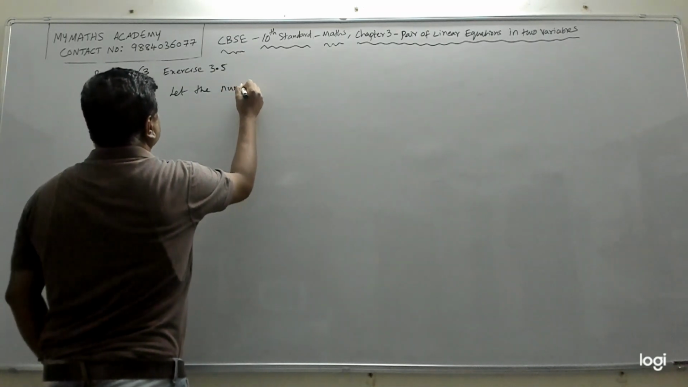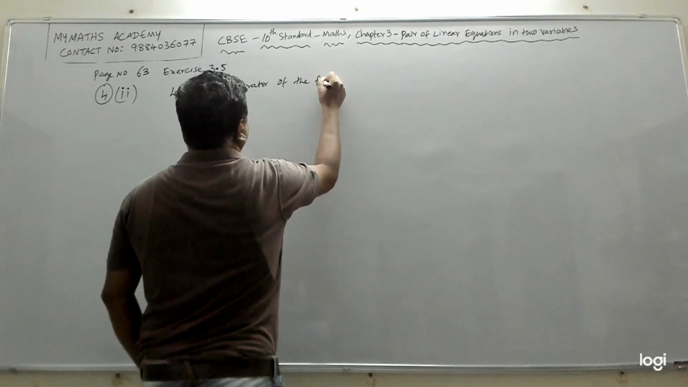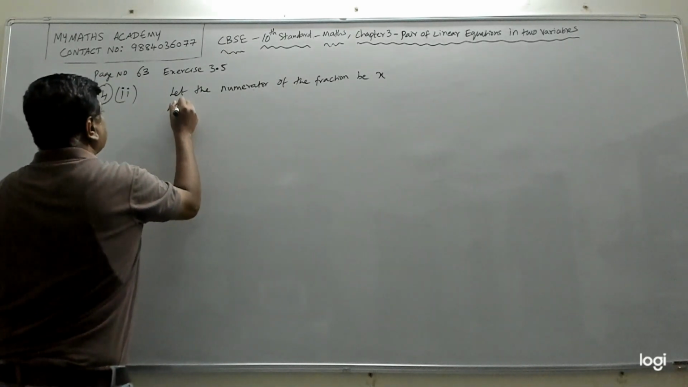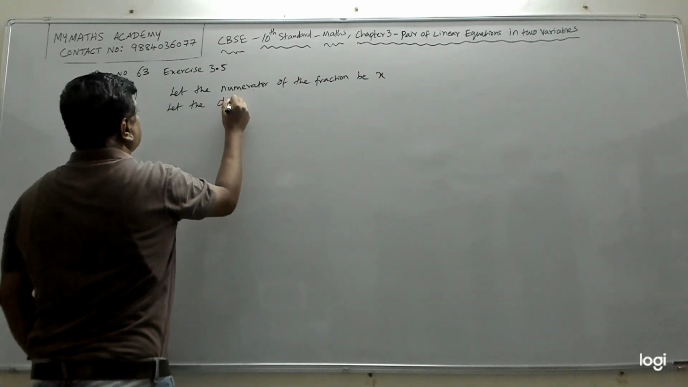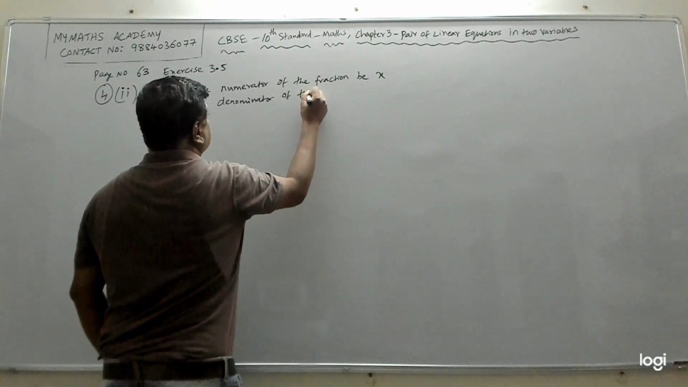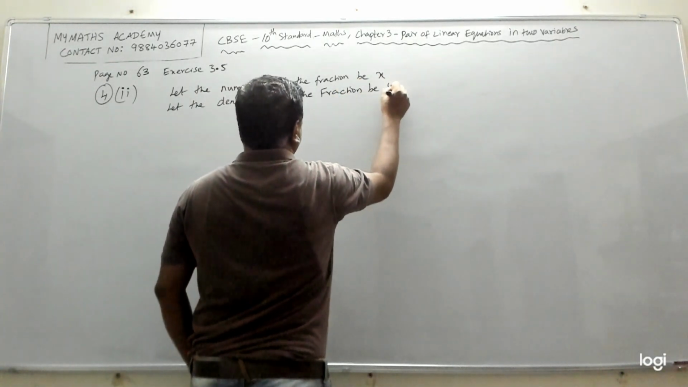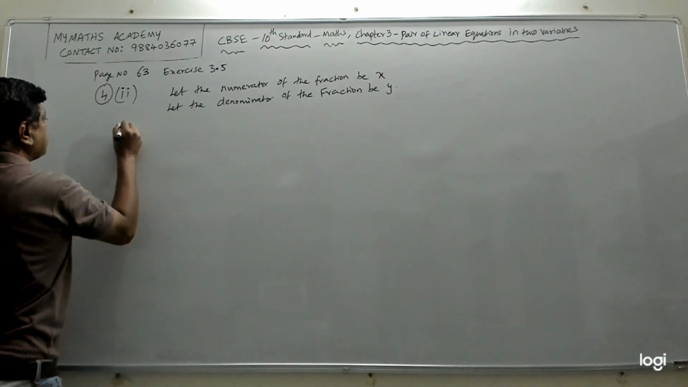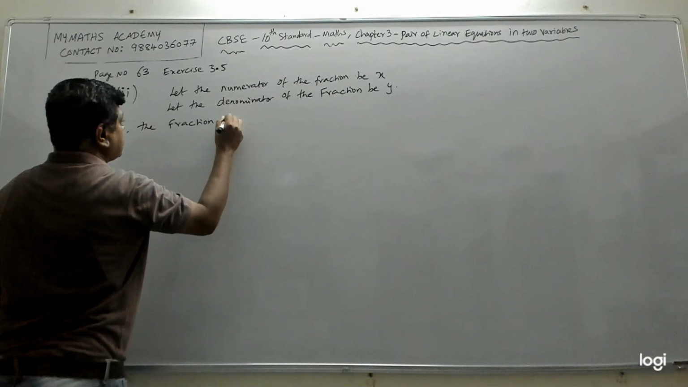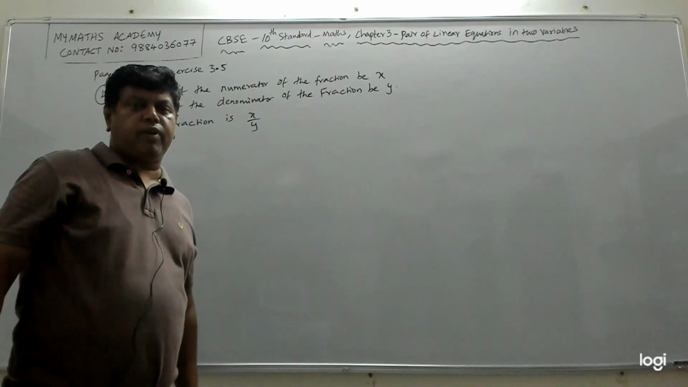Right? So I told you the moment we get the fraction, then we should say let the numerator of the fraction be x. Let the denominator of the fraction be y. So what is the fraction? The fraction is x by y. So once we find x and y, we can find the fraction.